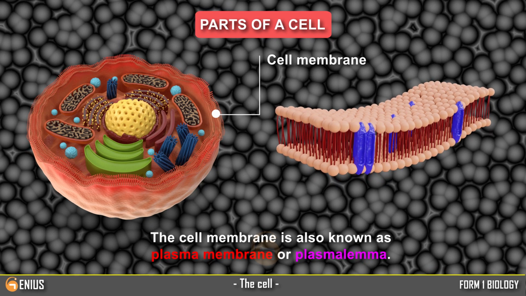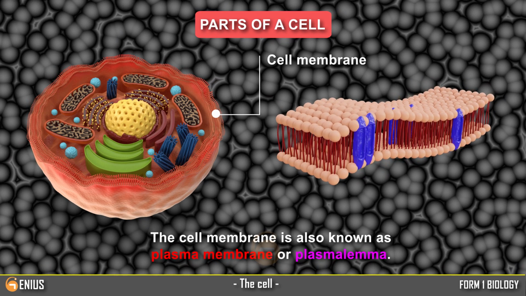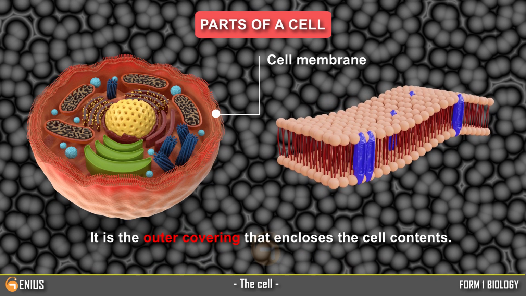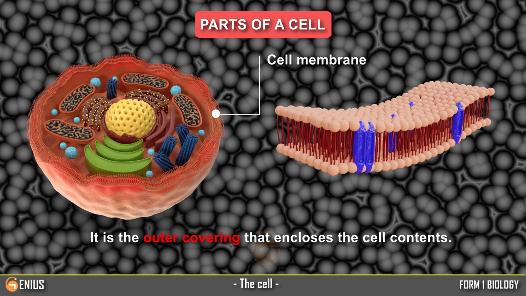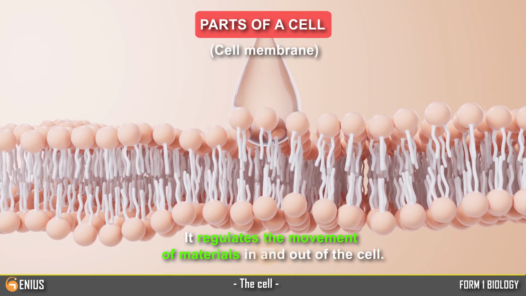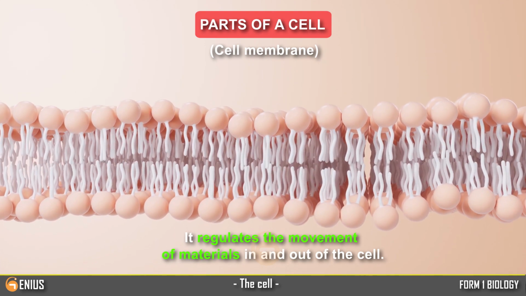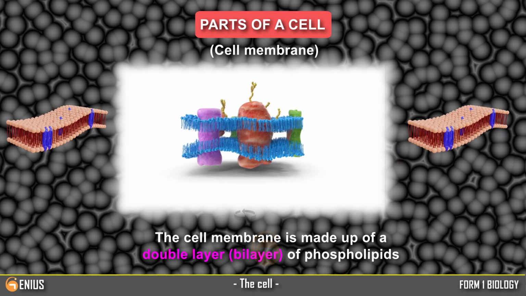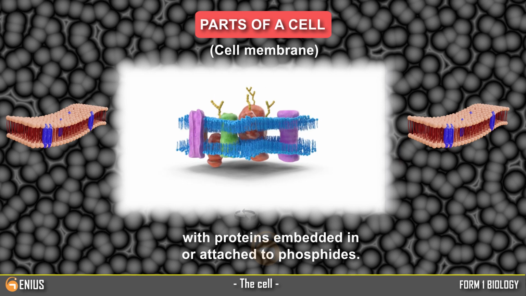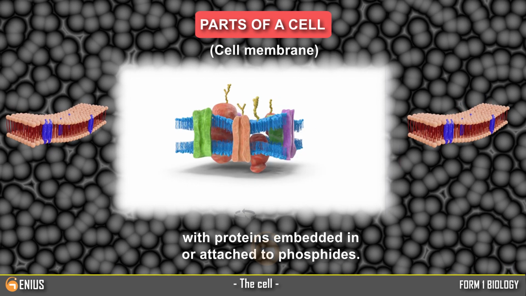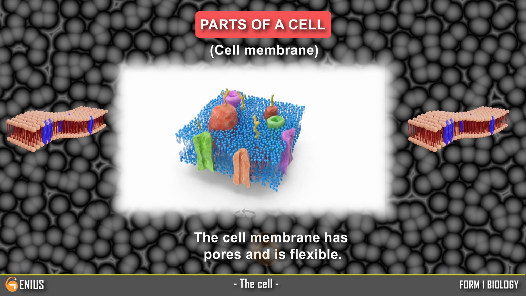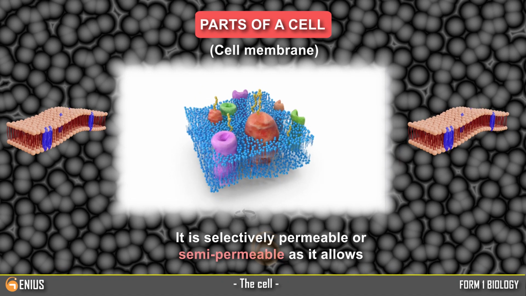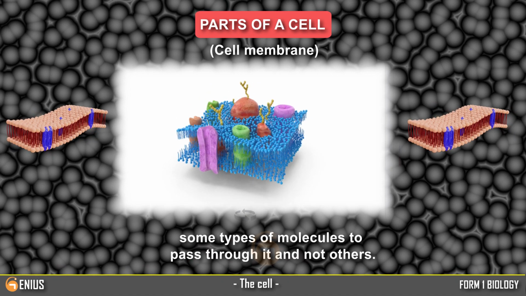The cell membrane is also known as plasma membrane or plasmalemma. It is the outer covering that encloses the cell contents. It regulates the movement of materials in and out of the cell. The cell membrane is made up of a double layer, bilayer, of phospholipids with proteins embedded in or attached to phospholipids. The cell membrane has pores and is flexible. It is selectively permeable or semipermeable, as it allows some types of molecules to pass through it and not others.